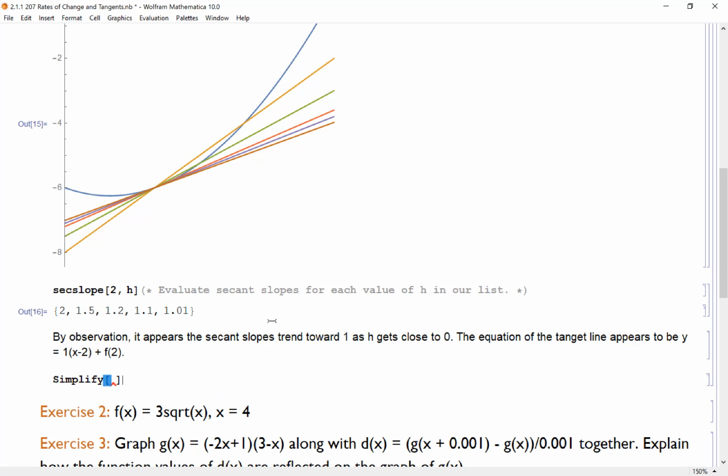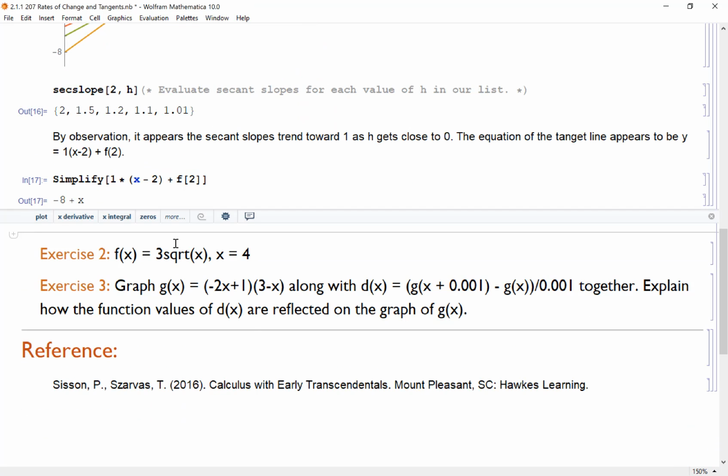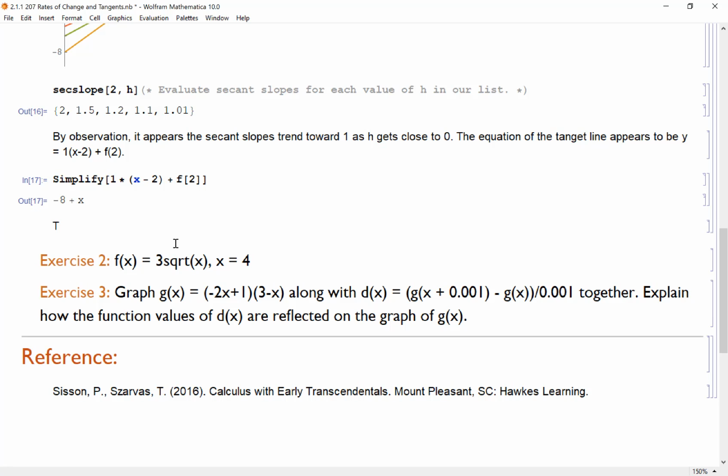Okay, now we can use some algebra here. We can use the Simplify function on that. Let's say 1 times x minus 2, which we know is just x minus 2, plus f of 2. Let Mathematica do the work for us. There it is. So I'm going to leave one more comment that says the equation of the tangent line appears to be y equals x minus 8.